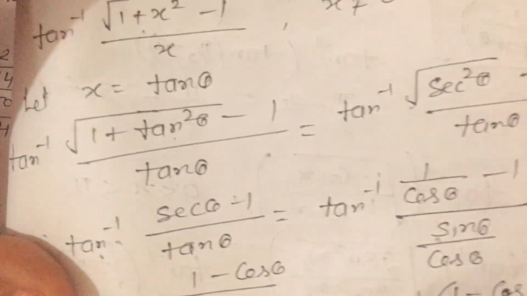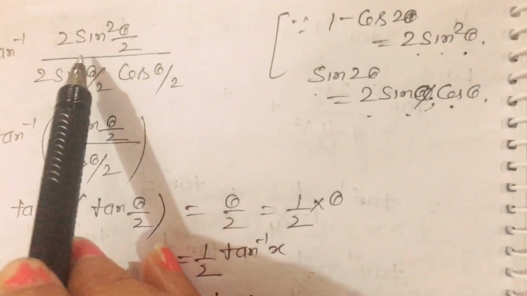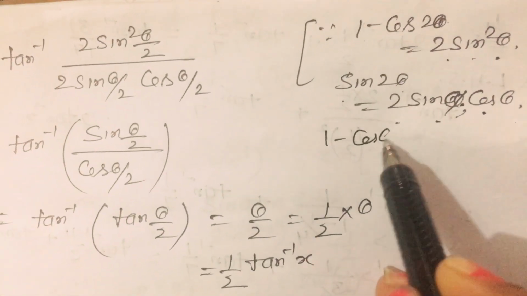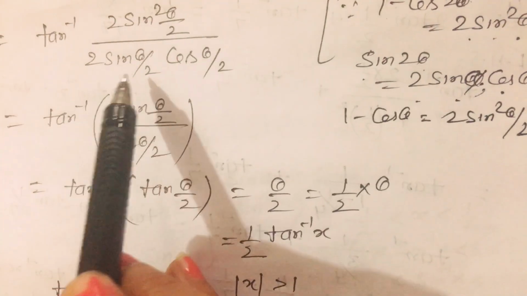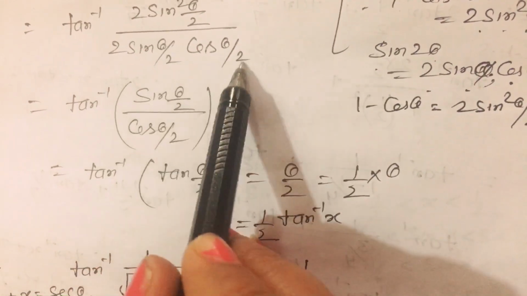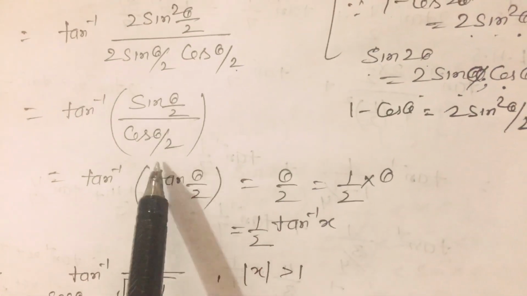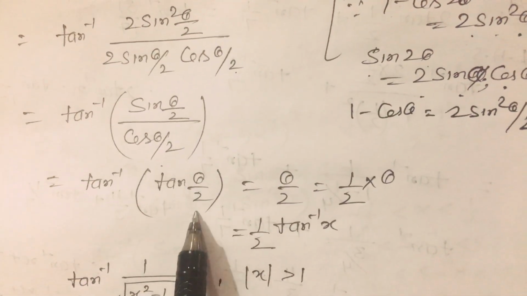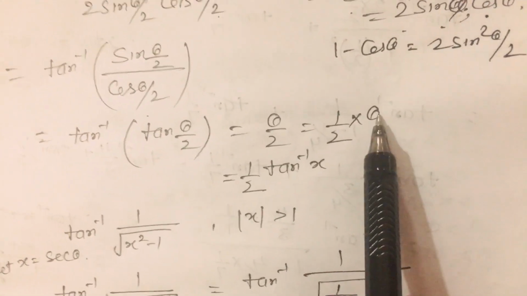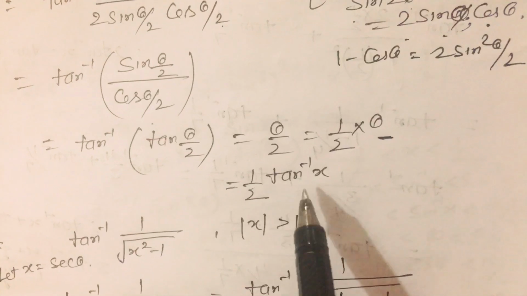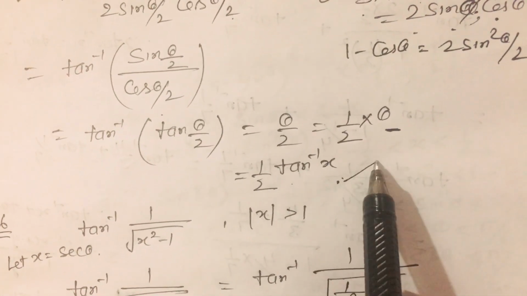Here the angle is theta. So we will take 2 sin square theta by 2 for 1 minus cos theta, and sin theta is 2 sin theta by 2 cos theta by 2. One sin cancels with one sin, 2 cancels with 2, and we get sin upon cos, so tan theta by 2. Tan inverse cancels with tan, so we get theta by 2. So half of theta, and theta in this case is tan inverse x. So this is the simplest form.